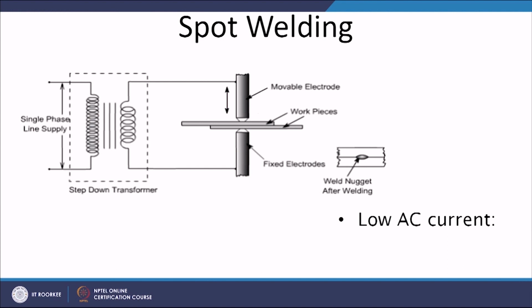the two sheets to be joined are kept in overlapping configuration. Through the electrode, the pressure and the welding current is supplied, and once the welding current is supplied for a sufficient period, a nugget is formed after the welding like this.